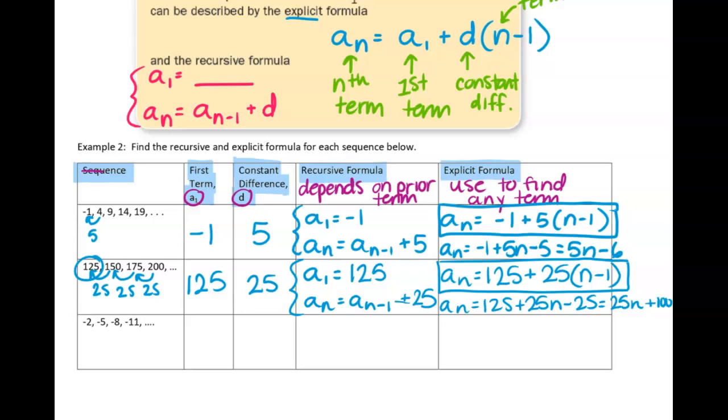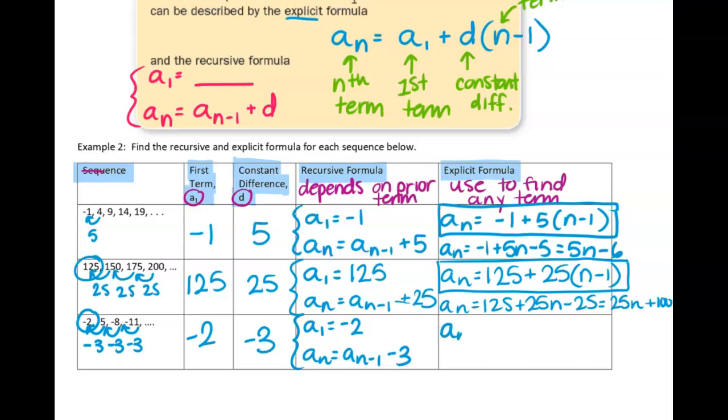For this next one, negative 5 minus negative 2 is negative 3. Negative 8 minus negative 5 is negative 3. Then our constant difference is negative 3. Our first term is negative 2. So for recursive, look for a sub 1, just the first term in the list, negative 2. And then a sub n will be the prior term, a sub n minus 1. Well, could do a plus, but since it's really negative 3, I'm just going to make it minus 3. If you wanted to do plus a negative 3, you could.